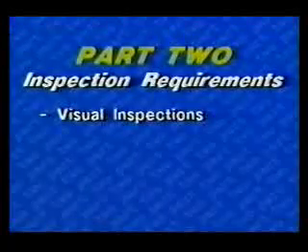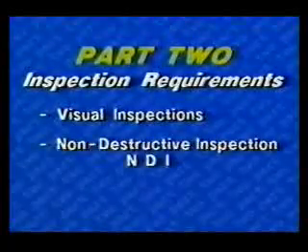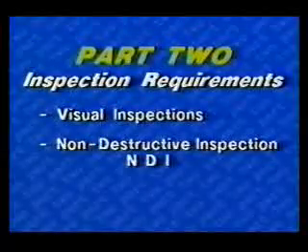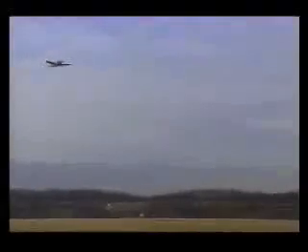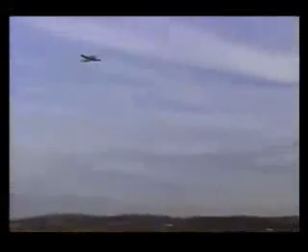Part 2 will cover inspection requirements to include the basics of visual inspections, non-destructive inspections, NDI, and daily in-depth and special corrosion inspections. Good corrosion prevention and control practices start with thorough, regularly scheduled corrosion inspections. Detecting and treating corrosion early reduces costs, out-of-service time, and the possibility of corrosion-related accidents. Corrosion inspection is a continuing requirement and needs to be done daily.